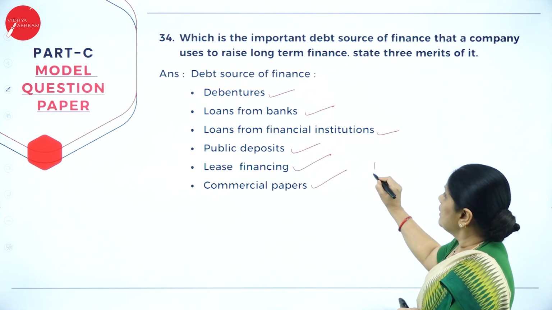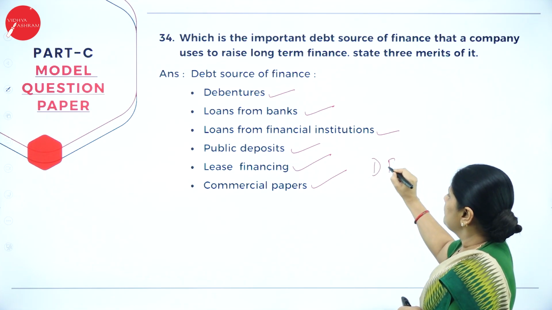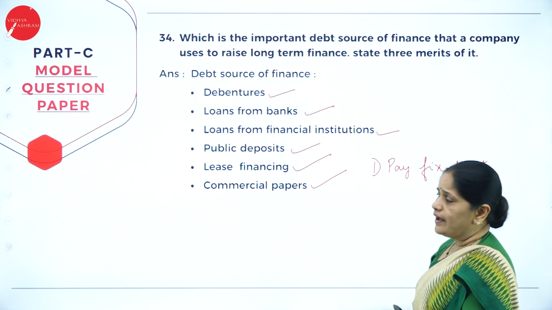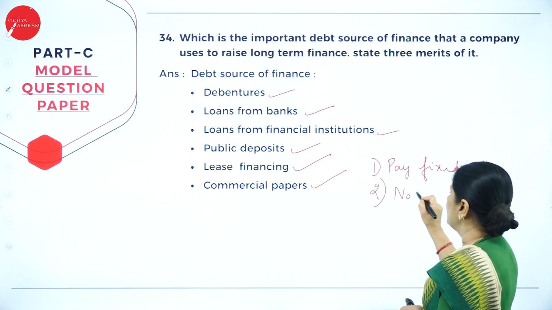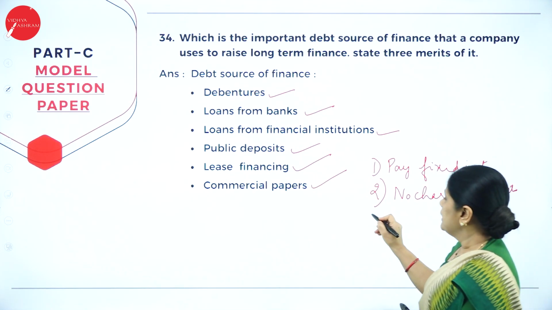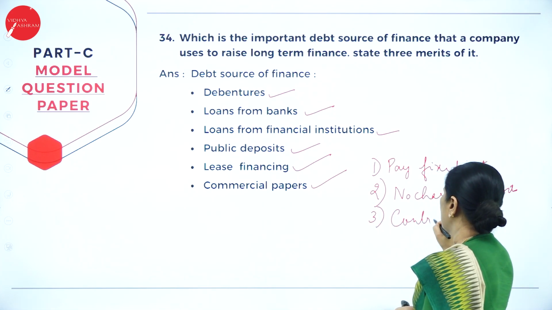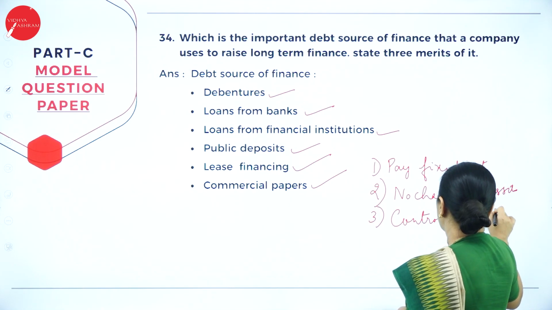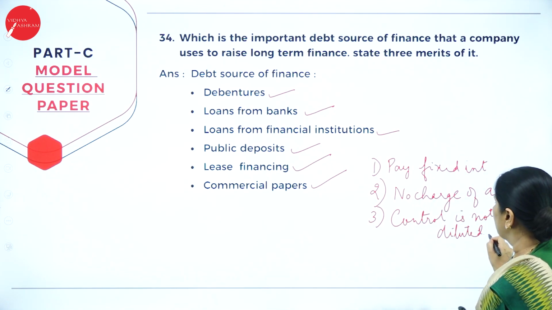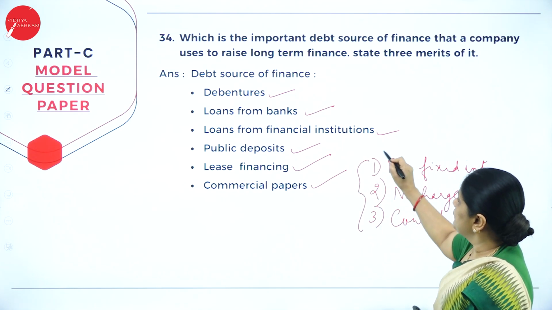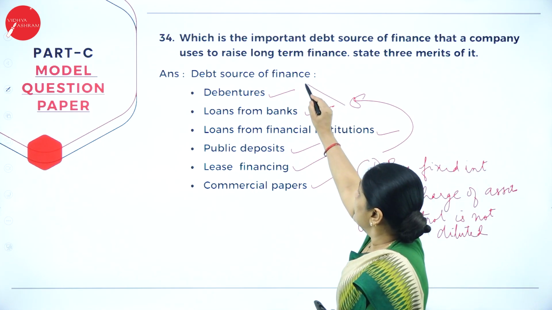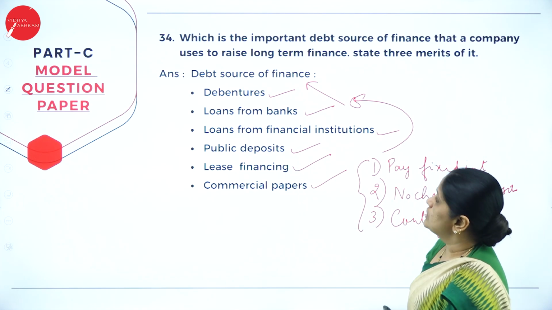Now what are the merits here? First one, in case of debentures, you will be paying a fixed rate of interest. Second one is there will be no charge on the assets of the company. Third one is control is not diluted. In case of debentures, the control will be with the owners itself, so there will be no dilution of control. So these are the merits of debentures. You have different merits for each of them, so you can explain any three merits of any one of the sources of finance.